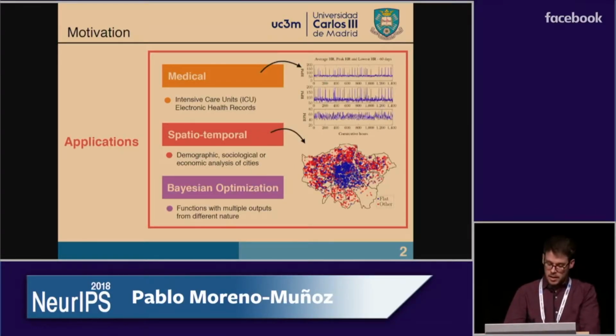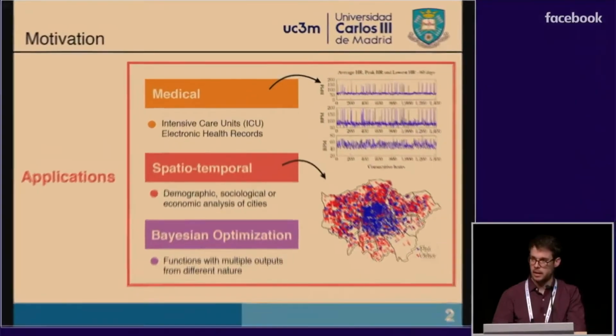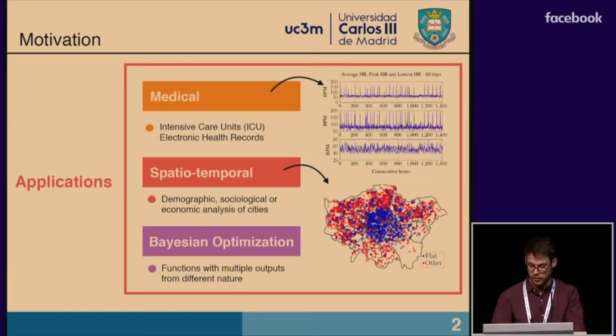We find interesting applications such as the medical scenario, where we can have a patient being monitored by several physiological metrics such as heart rate or glucose level, each one belonging to a different nature. Also spatiotemporal analysis and even Bayesian optimization with multiple outputs.